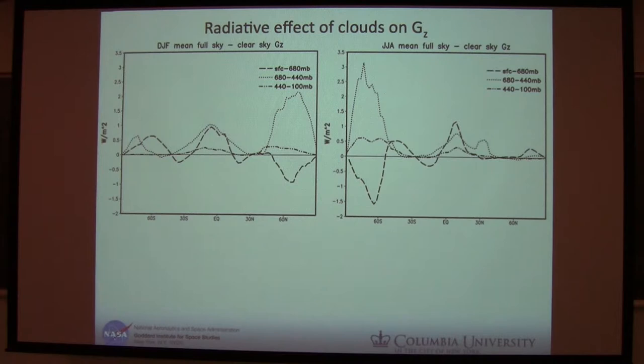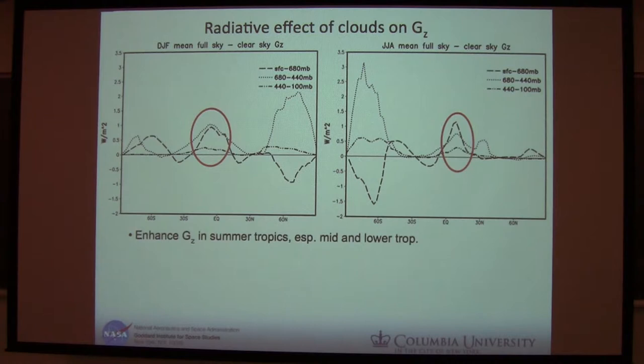So why is that? How do clouds change the vertical and latitudinal profile of GZ? We have DJF mean, full sky minus clear sky, GZ, plotted as a function of latitude. This is the southern polar region, and height. The dashed line is the lower troposphere, the dotted line is the middle troposphere, dashed dot is the upper troposphere.